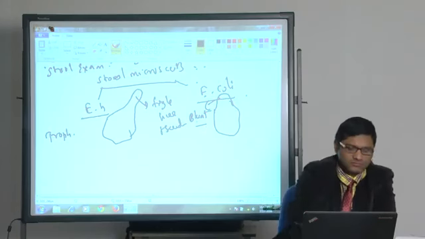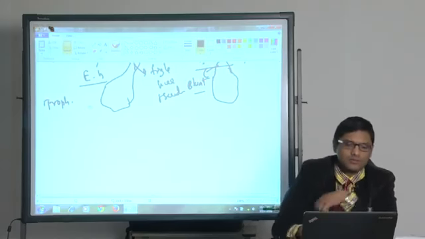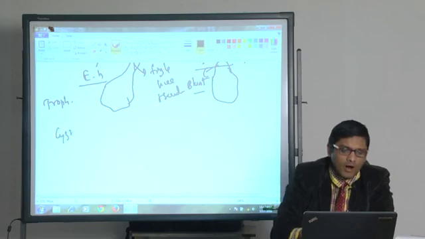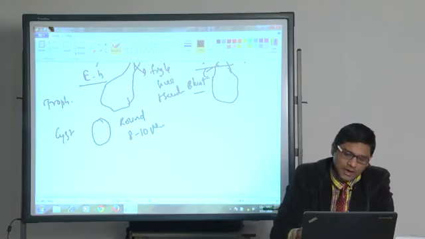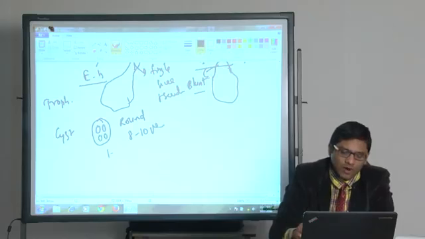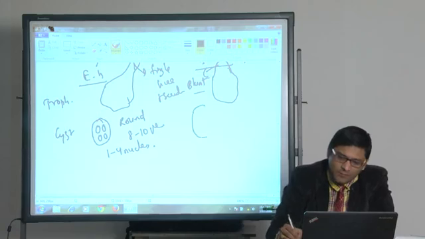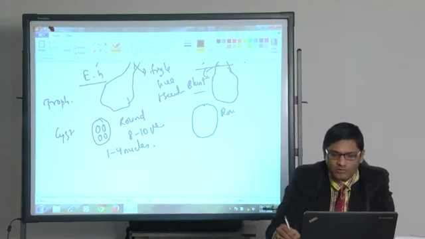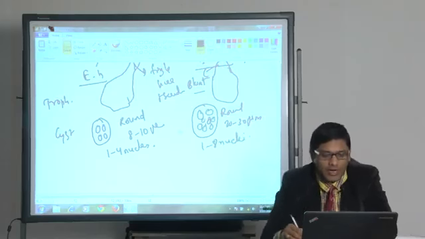How to differentiate the cyst? The cyst of Entamoeba histolytica is round, 8 to 10 micron in size, and the matured cyst has 1 to 4 nuclei. Whereas E. coli is also round but larger in size, 20 to 30 microns, and the nucleus number is maximum up to 8.